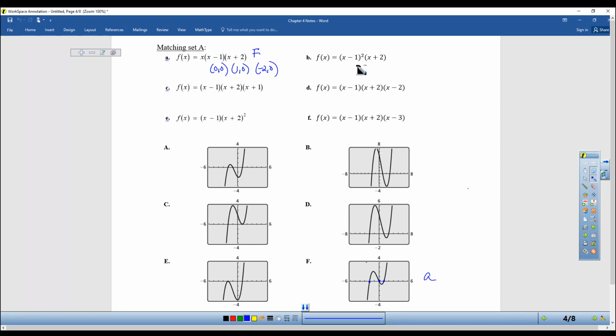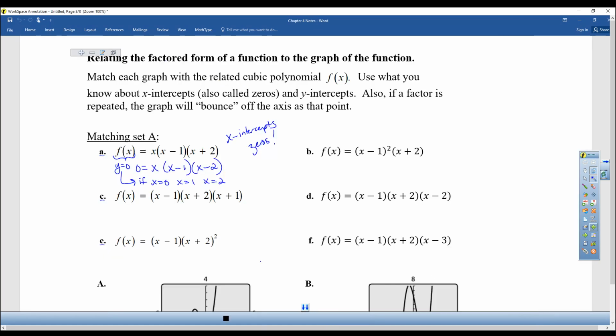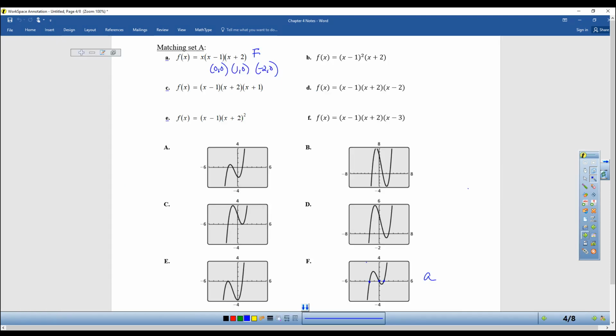Now on B, this is what that note was trying to say. Oops, I just realized I copied that wrong. There we go. It says, if the factor is repeated, the graph will bounce. Really important. So a bounce is something like this. See how it bounces right there? It bounces at x is equal to 1. So this produces a bounce, and this one has a bounce.